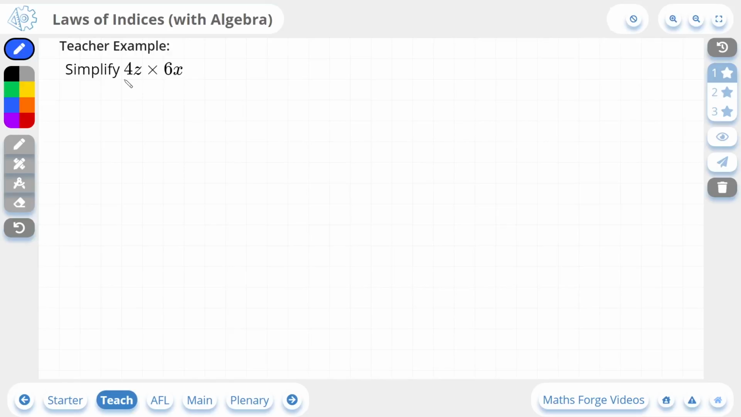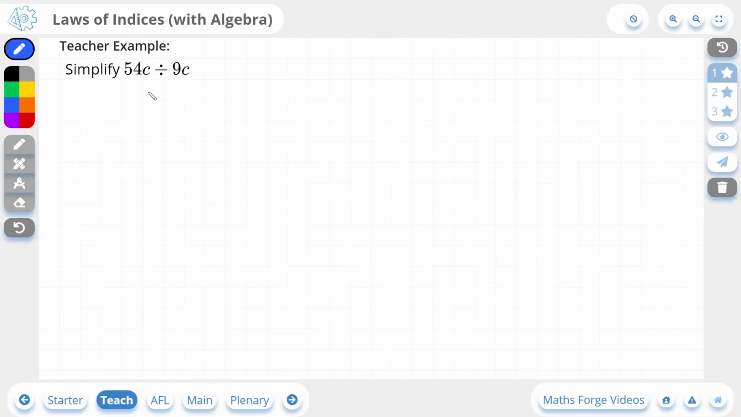The first thing I'm going to do is multiply the numbers together, so 4 times 6, which gives us 24. I'm then going to do z multiplied by x, which gives us zx. And of course, if we do it in alphabetical order, it will be 24xz. But this isn't necessary. If we check our answer, there it is, it's 24zx. We'll do another one-star example.